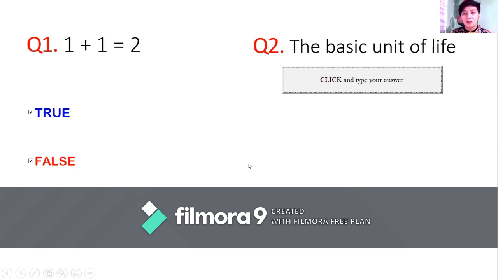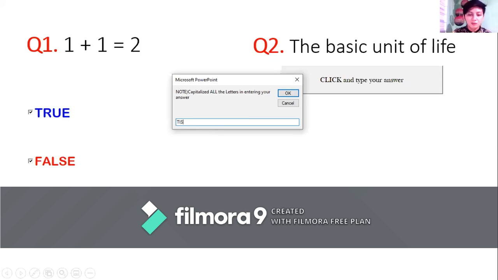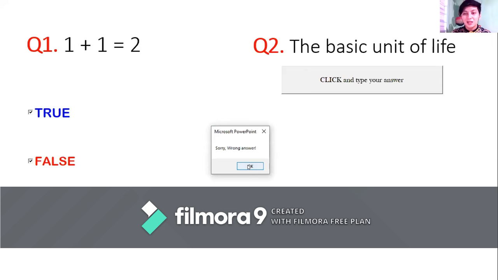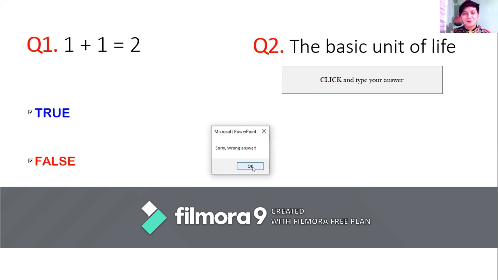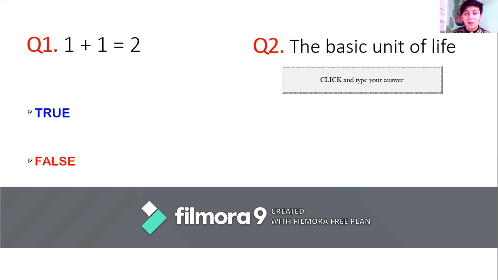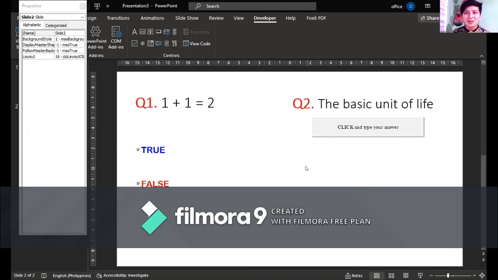But what if you're incorrect? Let's type tissue. When you click OK, sorry, wrong answer. Same as if you do not follow the direction here. For example, you answer cell, but you didn't capitalize all the letters. So, sorry, wrong answer. So it will give you the exact answer based on how you direct your students. So please be careful with your directions. Okay. So next, I will teach you how to check their answer. Let's start with the command button.